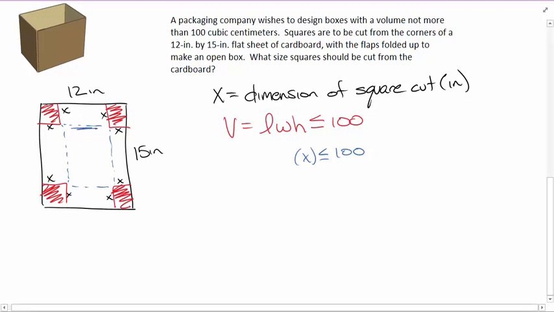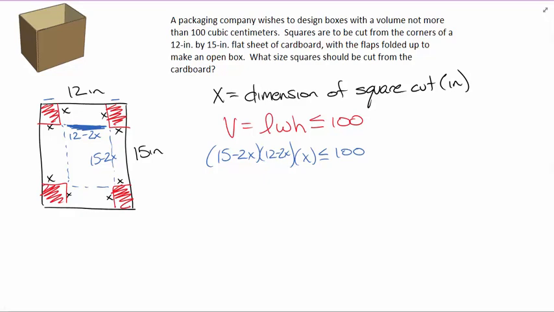The other dimension we need to worry about is right here. This would be either the length or the width, and that's going to be normally 12, but I'm going to cut in X on each side, so this dimension is going to be 12 minus 2X. And then the same thing for the other dimension of the base. Normally 15, but I'm going to cut in X on each direction. This would be 15 minus 2X. So 15 minus 2X and 12 minus 2X times the height of X needs to be less than 100.